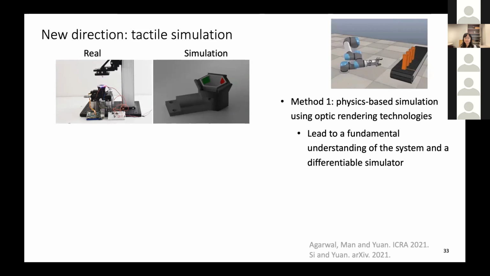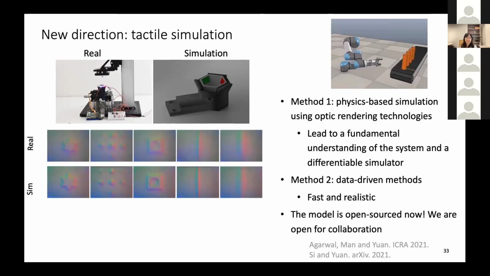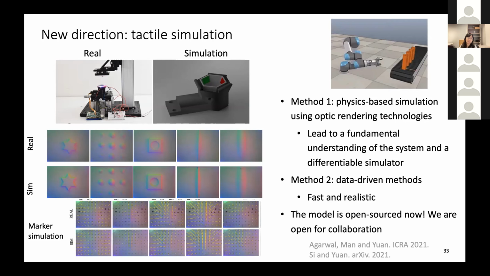In this case, we explore two ways to build the simulation models for the sensors, either by modeling the physics of the sensor exactly, or using a data-driven method, which can work much faster and get realistic signals considering the noise in the sensor as well. And here are some examples of our simulation results, which we put on arXiv recently. By the comparison, we can see that we can pretty closely simulate both the geometry-caused optical change as well as the macro motion caused by the contact force.